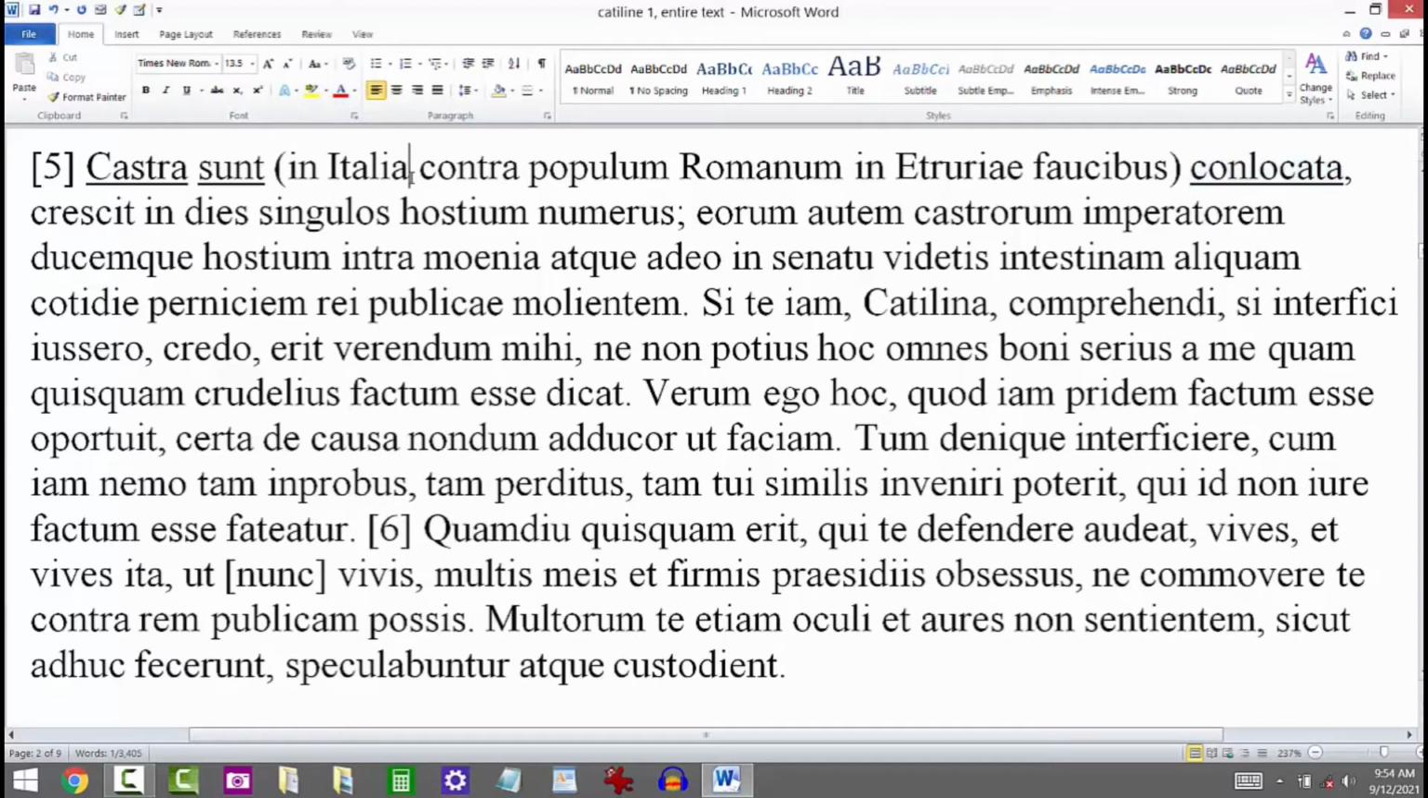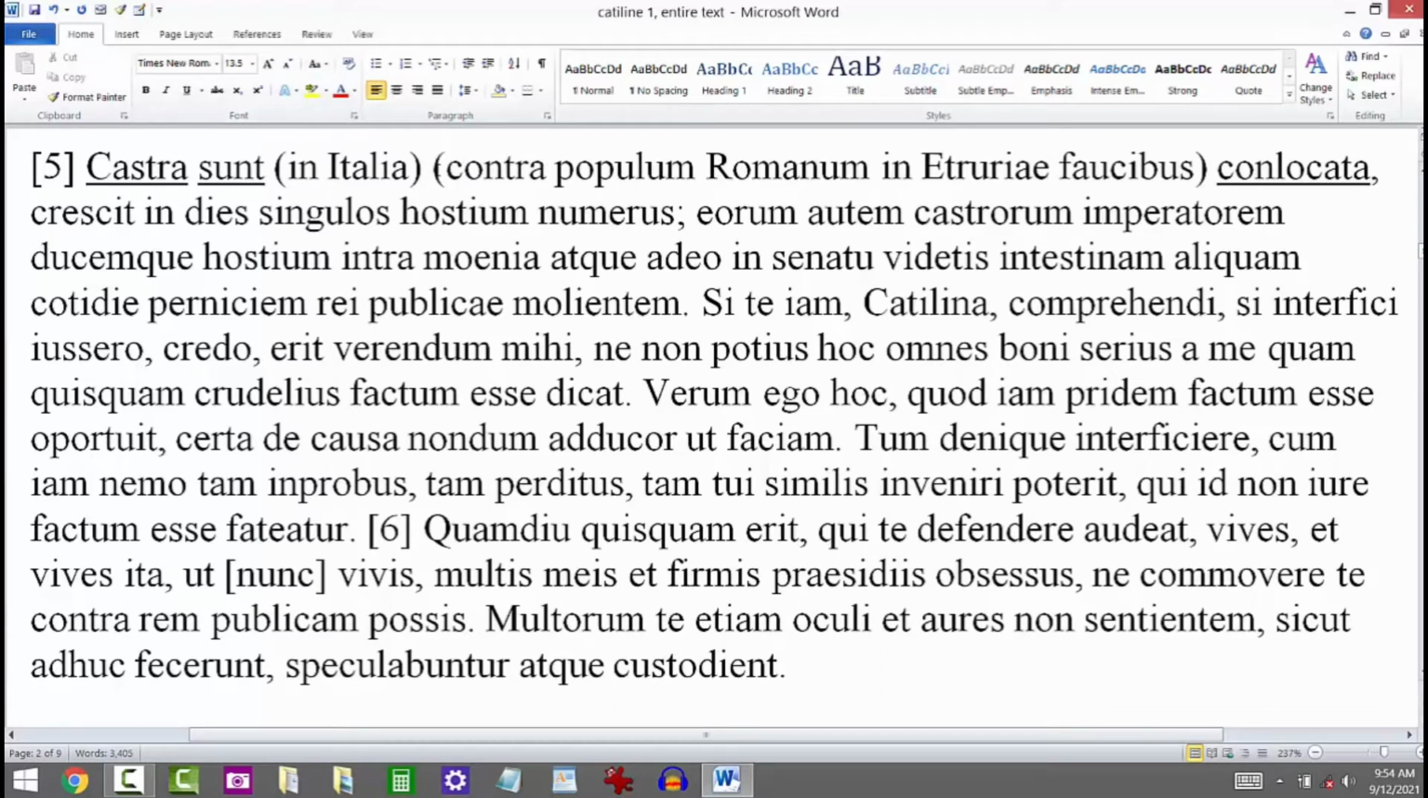In Italia, so we can do it separately if you wish. In Italia, contra populum Romanum, very easy, against the Roman people. In Etruriae faucibus conlocata. Literally the jaws of Etruria, but the passes of Etruria. And there's a good little write-up in the commentary about where we're talking about.